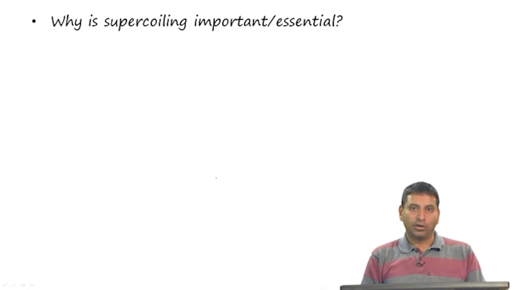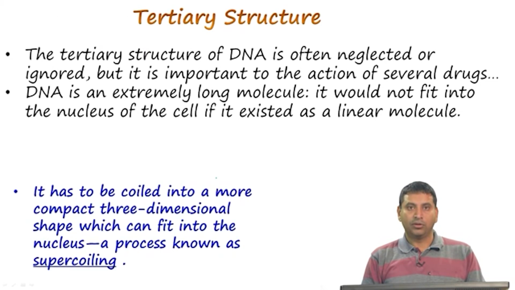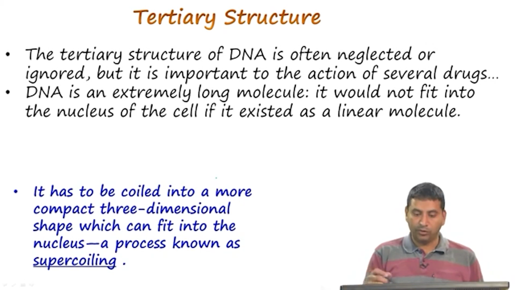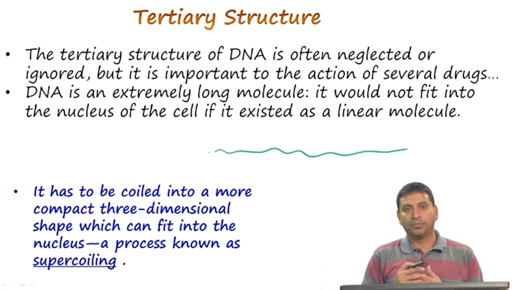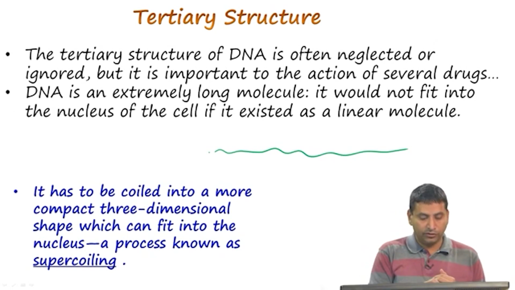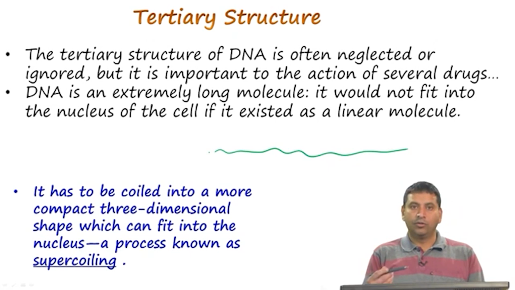Why is supercoiling important or essential? DNA supercoiling is very important because it helps with the tertiary structure of DNA. Now, DNA is an extremely long molecule, and it would not fit in the nucleus of the cell if it existed as a linear molecule. So, it is coiled into a more compact 3-dimensional shape, which can fit into the nucleus, and this process is known as supercoiling. Therefore, supercoiling is very important to be able to fit the genetic material in the nucleus.